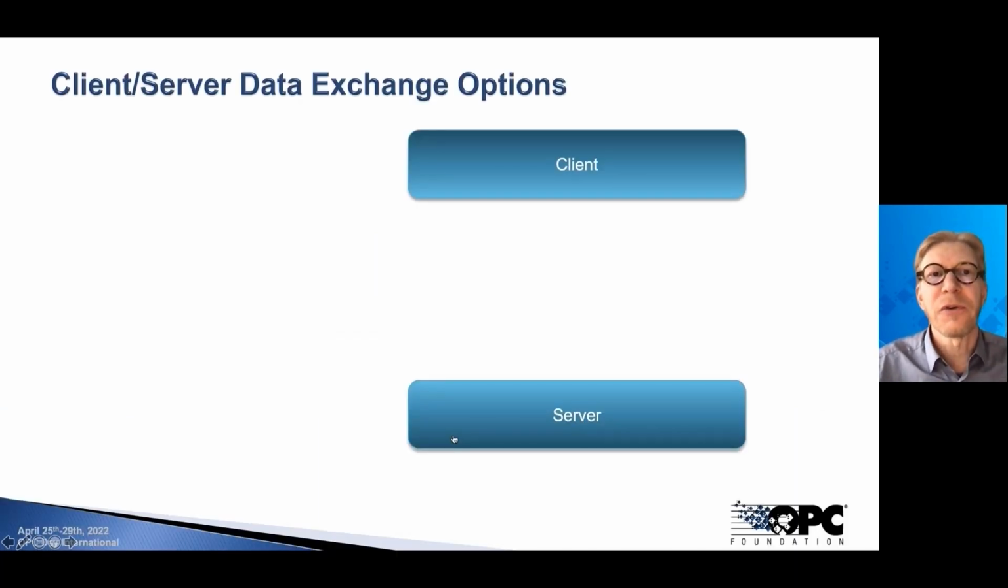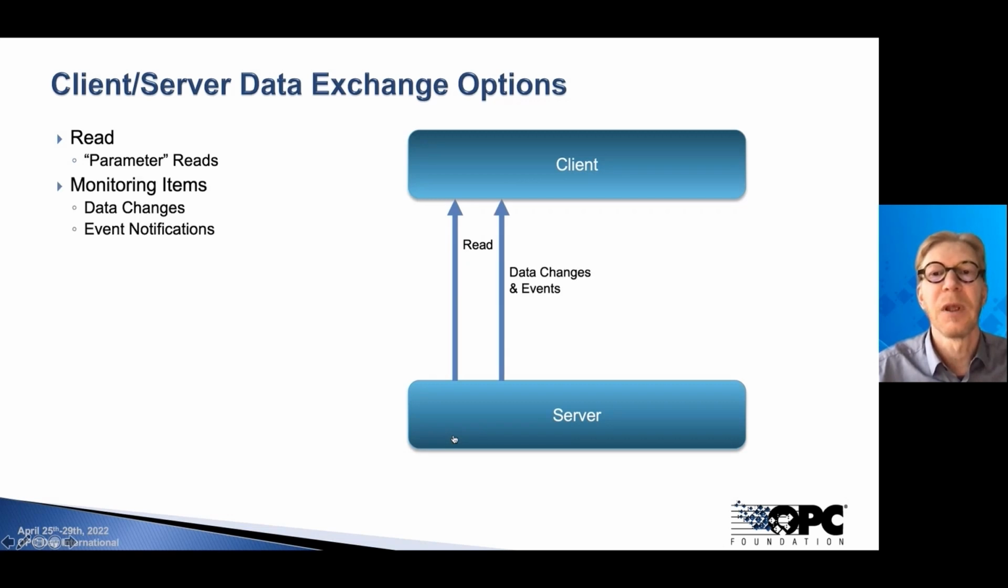I'm concentrating on the client-server communication, where we have a few different options for how the clients and servers can exchange data with each other. The clients are always calling the server, and there are a few service calls that they can use to request data from the server. The first one of them is read, which is very useful, for example, for parameter reads. The other option for monitoring changes in the server, data changes and events, is to create subscriptions and monitor items.